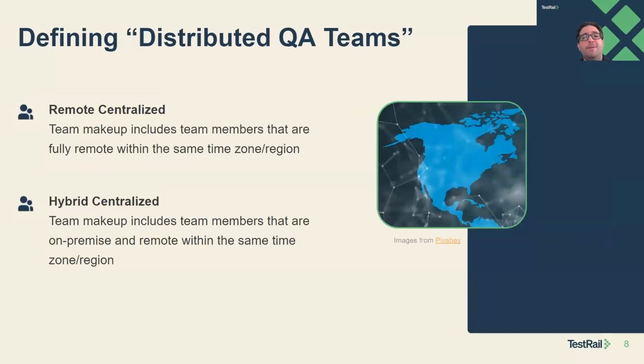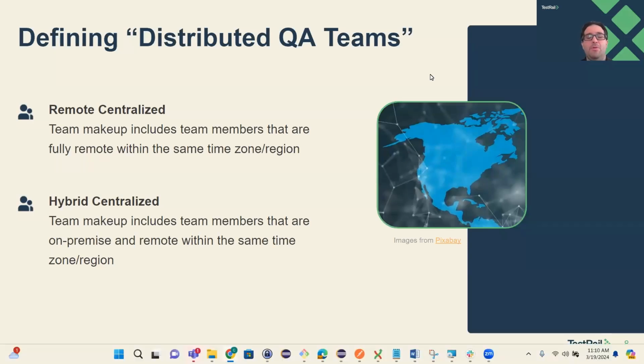And then the other side of it is centralized. So I think remote centralized, and you'll see my map kind of shrinks a little bit, although it can be other areas of the world. You'll see that it's specific to a region. I'm based here in Pennsylvania in the US. It may be different for you, but the idea is centralized remote teams would be made up of team members that are fully remote within the same time zone or region.